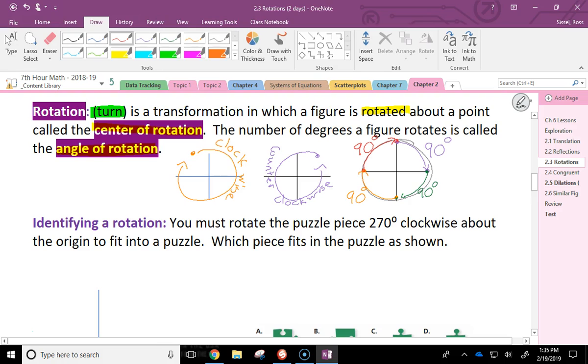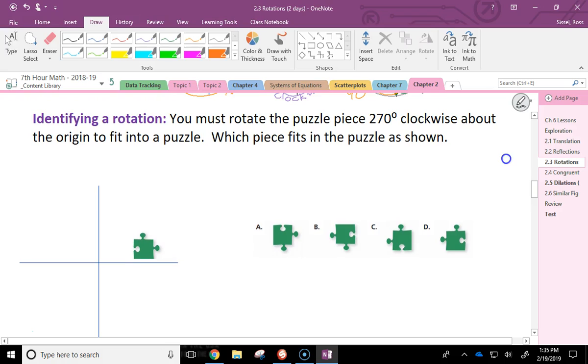So, identifying a rotation. You must rotate a puzzle piece 270 degrees clockwise to fit in the puzzle. What I want you to do, use your transfer paper or your tracing paper.